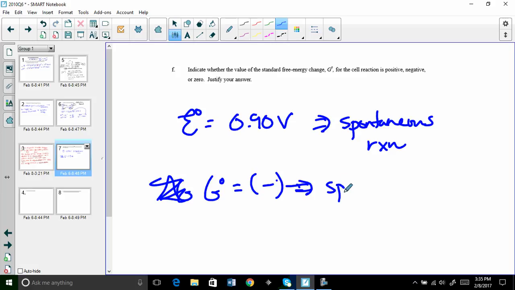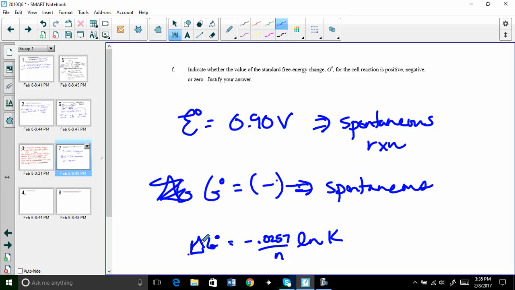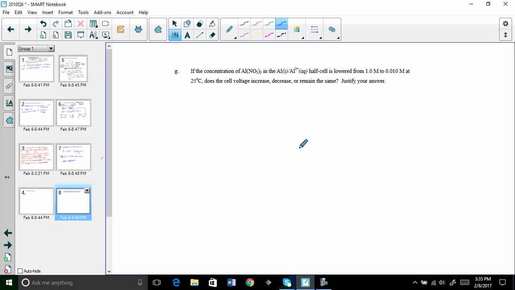So, remember this, there's a relationship between G and E, but basically there's a negative sign in the formula. And basically, what is it? Delta G is equal to negative 0.0257 over N. Oh no, that's ln K. That's the wrong one. Never mind, just do that. It's spontaneous. All right, I'll come back.